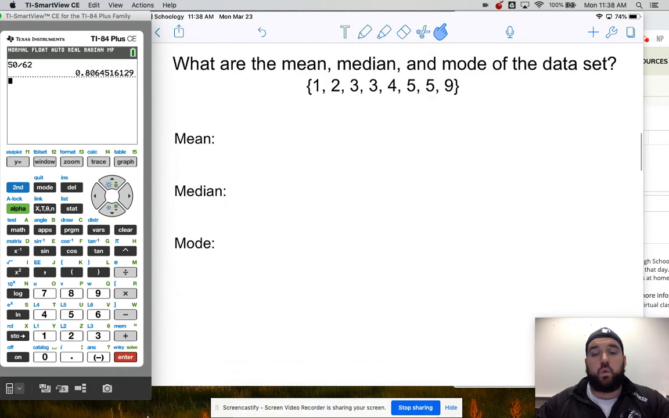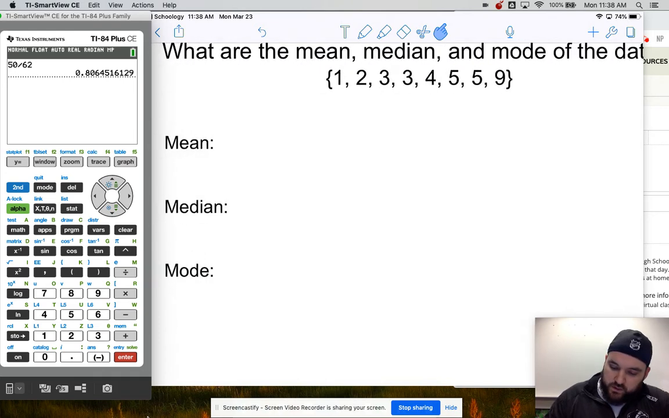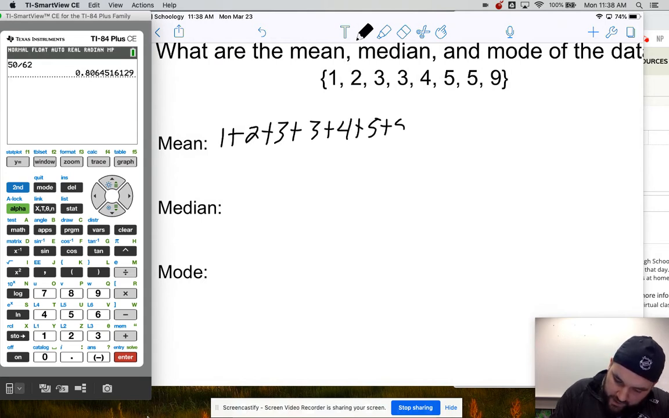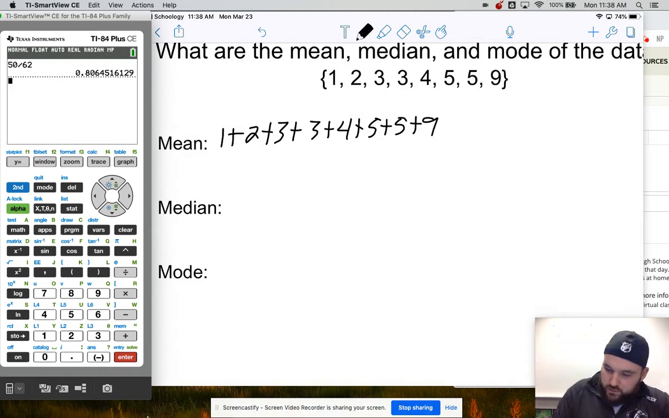We're going to do this one time by hand. What are the mean, median, and mode of the data set? To find the mean, I'm going to add all of the numbers up: 3 plus 3 plus 4 plus 5 plus 5 plus 9. Okay, so I add all those up.